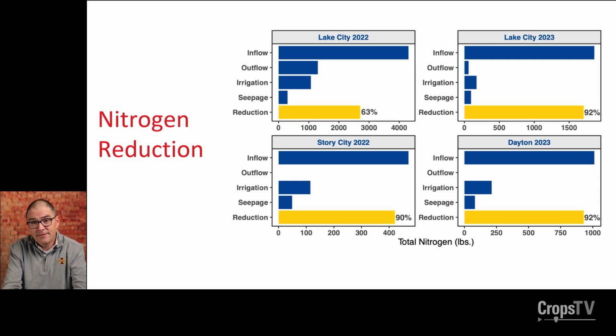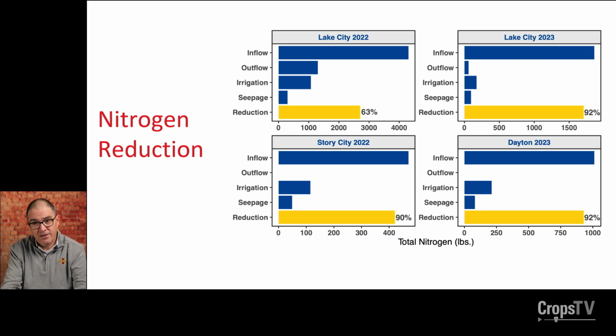If we look at the system at Story City, both of those were really reducing. Seepage is really about our only factor for the loss there. In either of those, we're seeing 90+% reduction. So in those cases, we kept 400 pounds in Story City and about 900 pounds at Dayton. That's how much we kept from being delivered to a downstream water body.